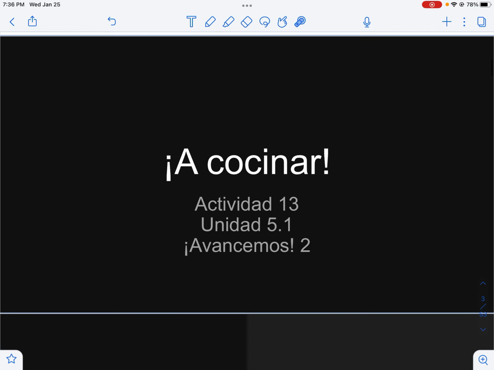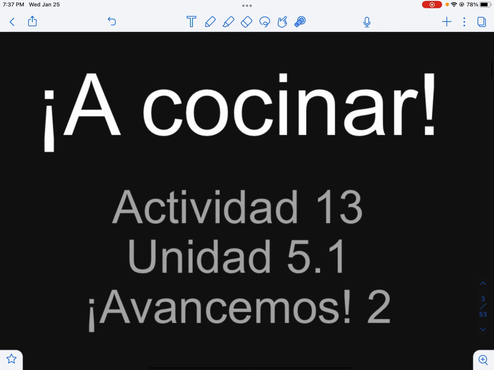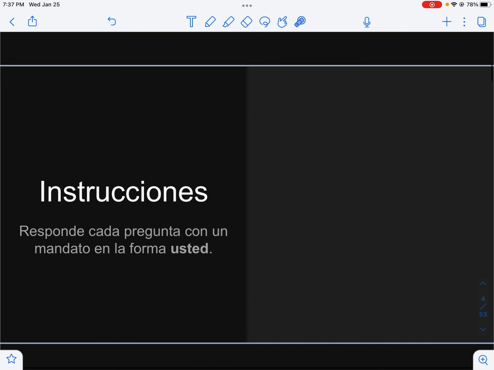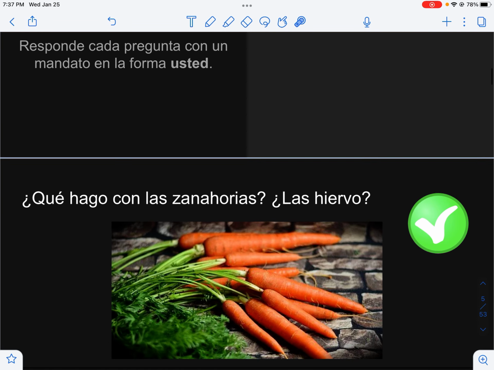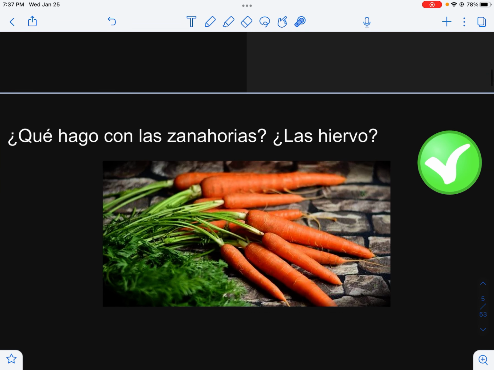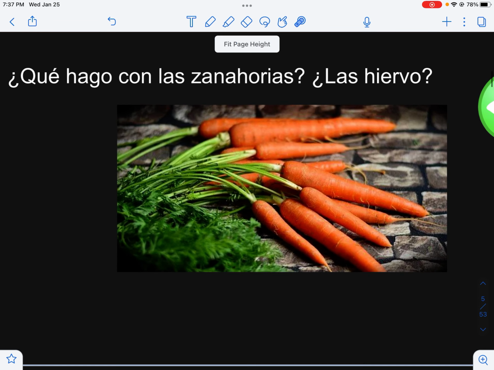Okay, nice. Okay, actividad 13, a cocinar. Esas son las instrucciones. Tenemos que responder a cada pregunta con un mandato con usted. Un mandato formal. Okay, aquí, número 1, I think this número 1 might be an example.